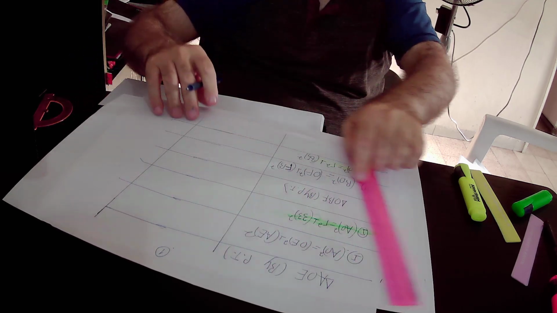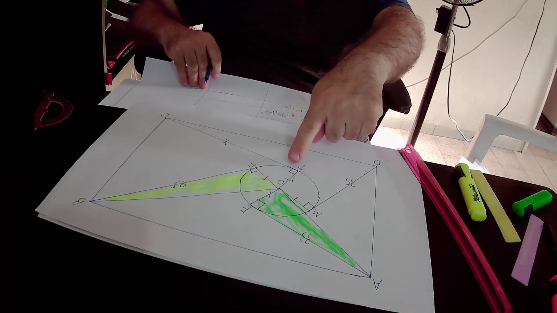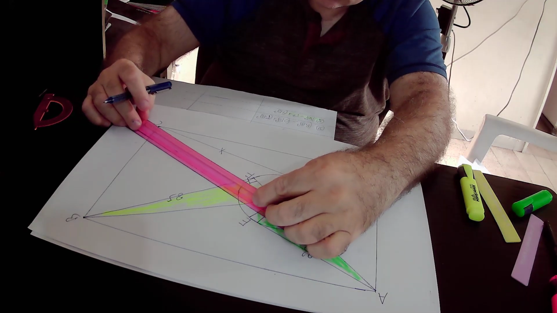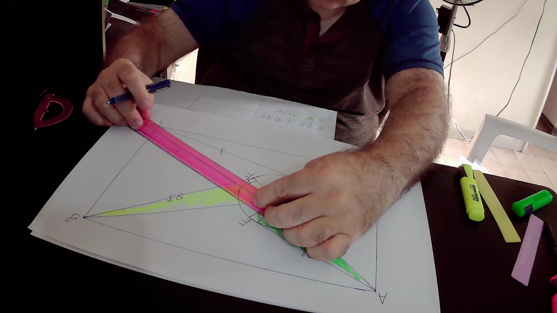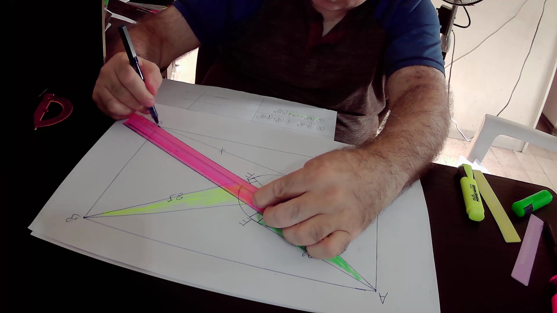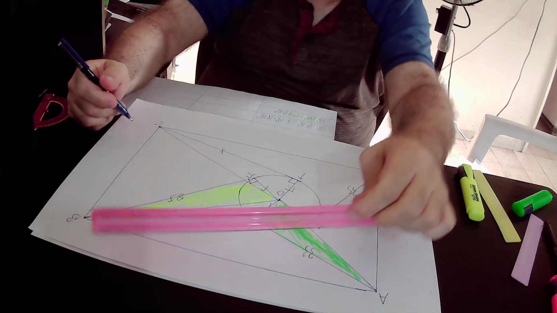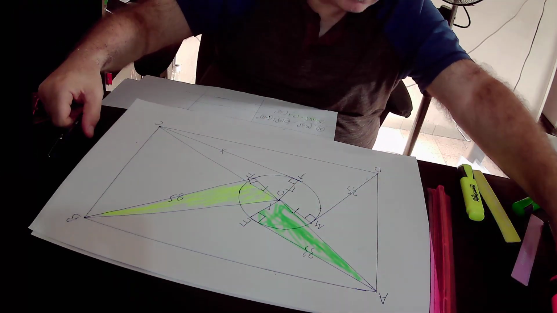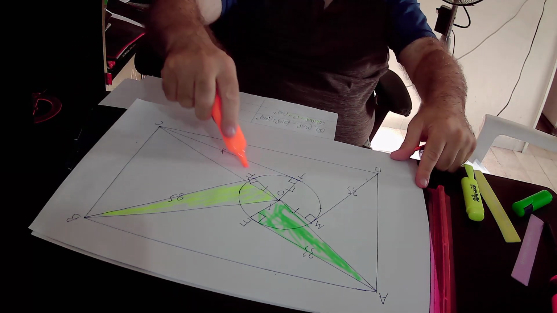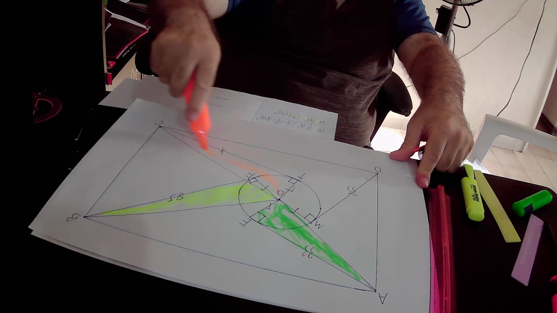The next step, we'll join points C and O together by a straight line. And we'll implement the Pythagoras theorem in the right orange triangle OTC.